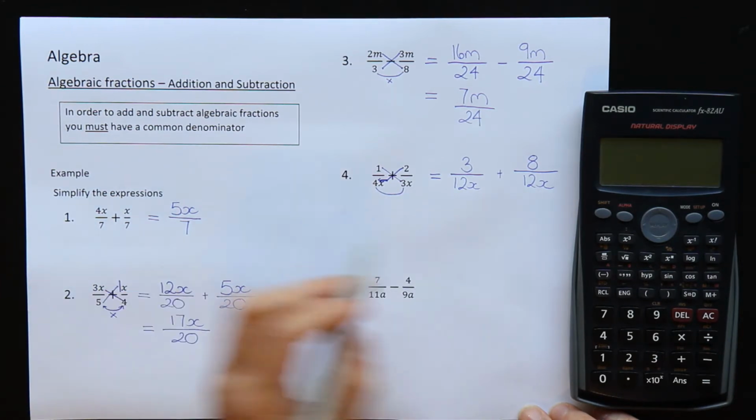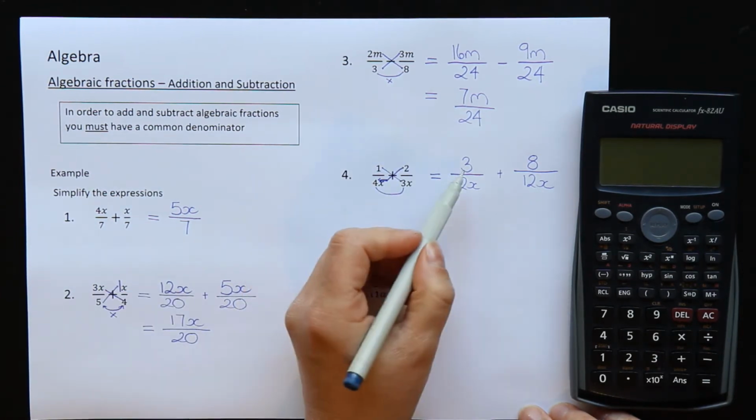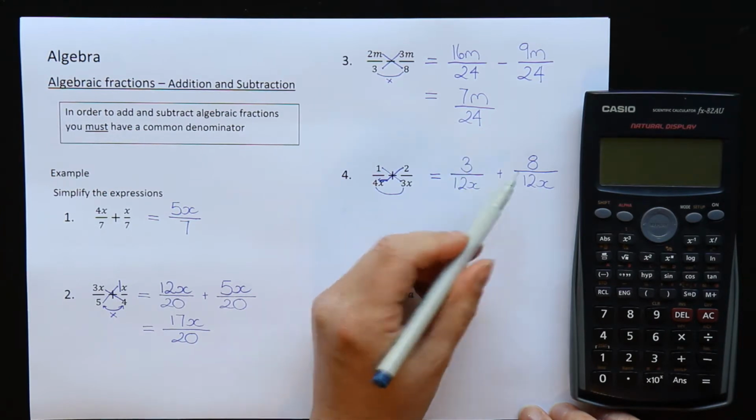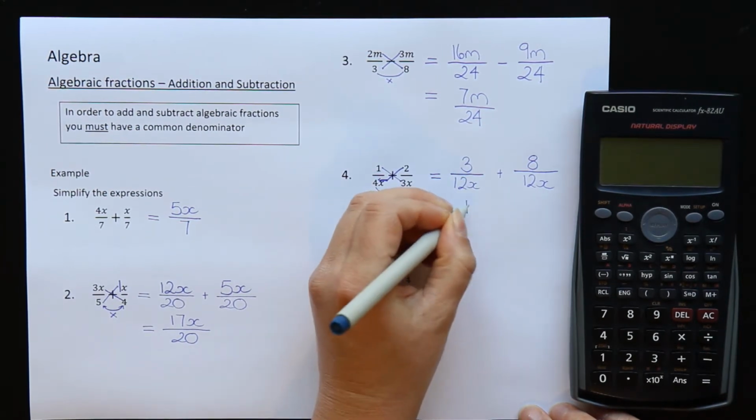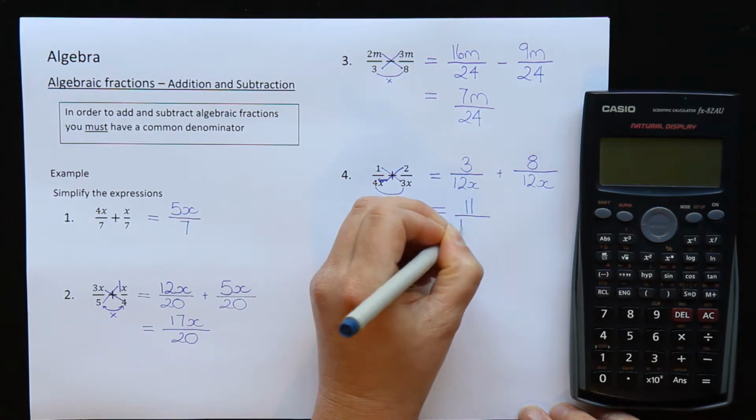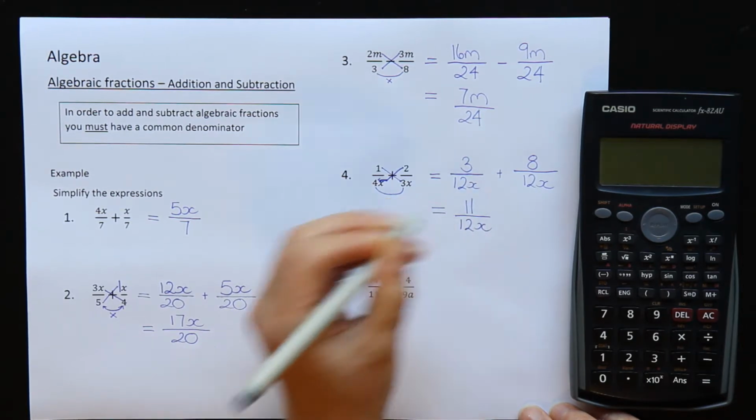Alright, now that my denominators are the same, I can add the tops together. 3 plus 8 is 11 over 12x.